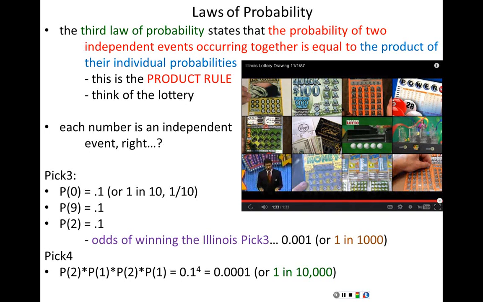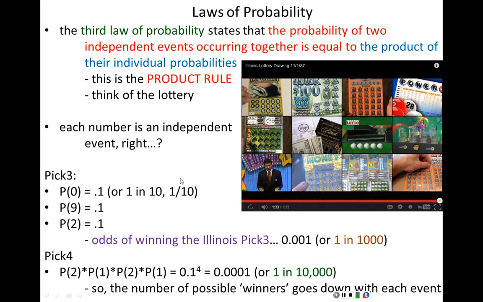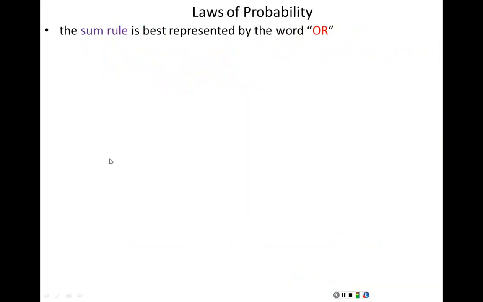The probability of getting the combination 2121 is the same as the product of all those independent probabilities. 0.1 times 0.1 times 0.1 times 0.1, or 0.1 to the fourth power, which is 0.0001, or 1 in 10,000. So the probability of getting that combination in the Pick 4, 2121, was 1 in 10,000. As you can see, the chance of getting the right number goes down. It gets harder with each additional event because we're multiplying in a new probability.